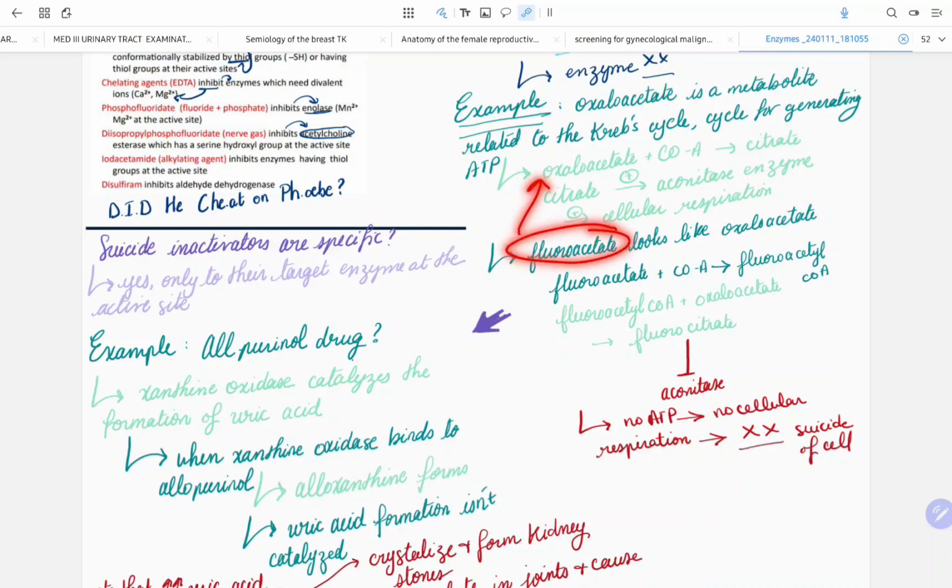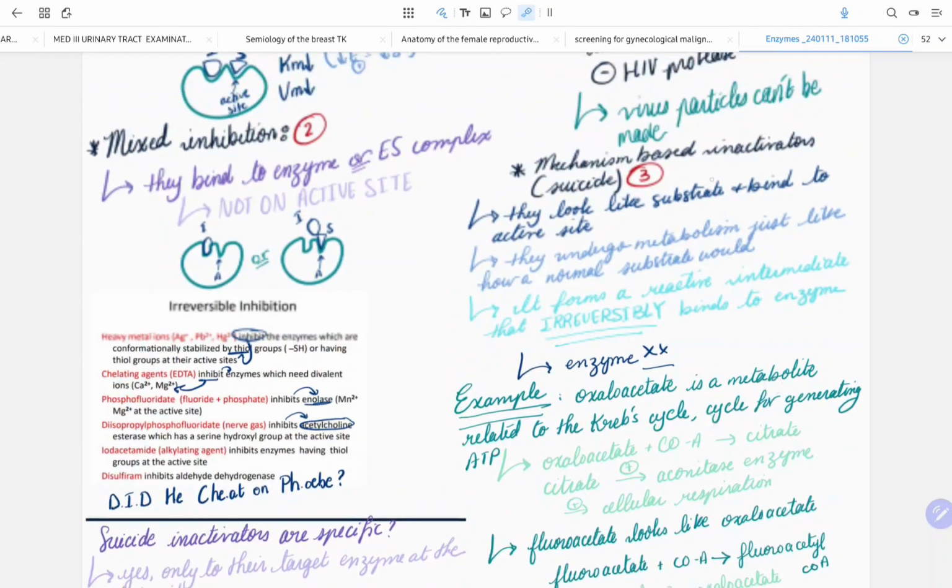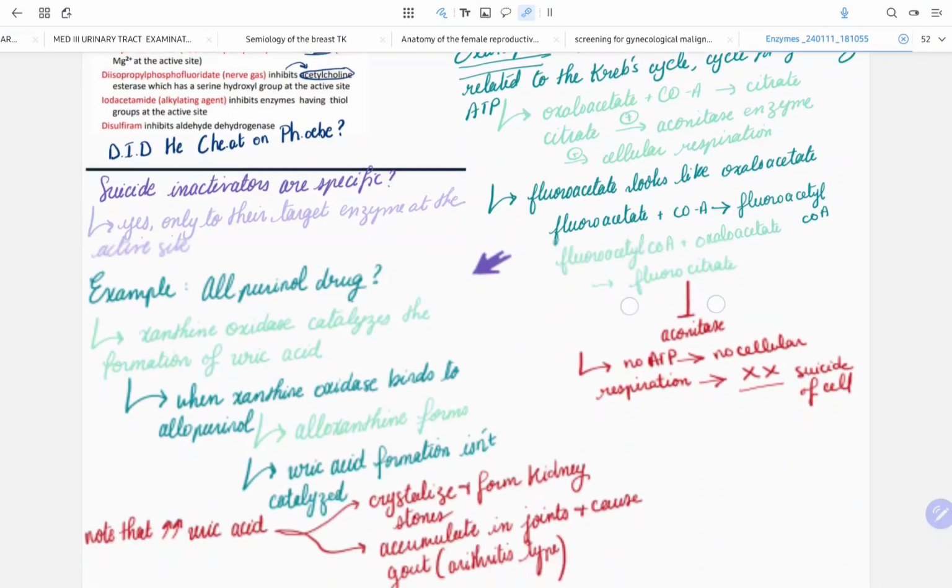Fluoroacetate looks exactly like oxaloacetate. When it binds to CoA, it forms something called fluoroacetyl-CoA. When fluoroacetyl-CoA binds to oxaloacetate, it forms something called fluorocitrate. Fluorocitrate inhibits aconitase. Remember, we need aconitase to activate cellular respiration. If aconitase is not activated, the cell cannot breathe. If the cell cannot breathe, the cell will kill itself. This is called mechanism-based inactivation, which is the coolest one in my opinion.